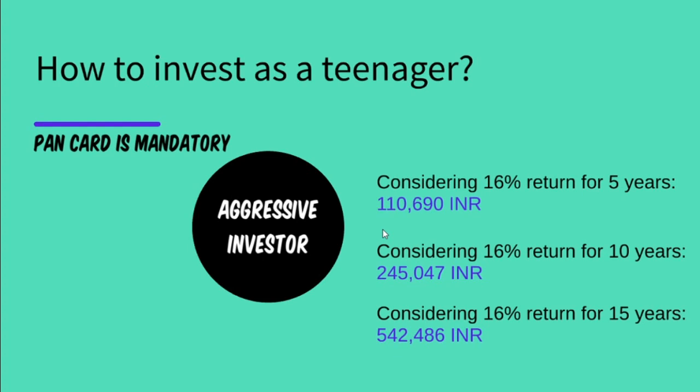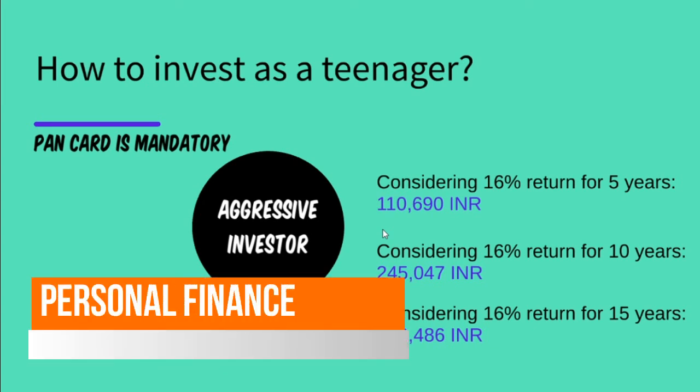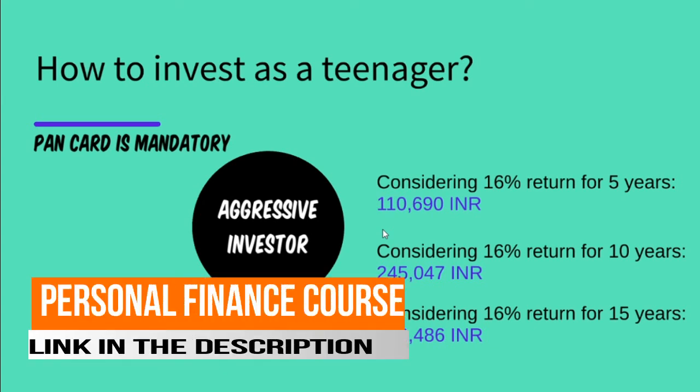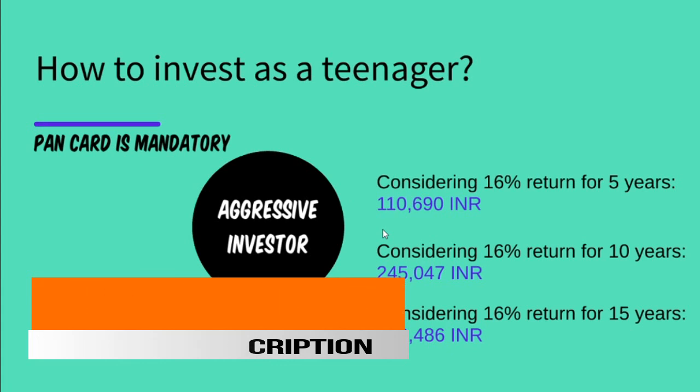If we stay invested for 5 years, we will get more than 110,000. If we stay invested for 10 years, we will get 245,000 Indian rupees. If we stay invested for 15 years, you can see the massive jump from 10 years to 15 years: 542,000 Indian rupees. That's how the power of compounding works.